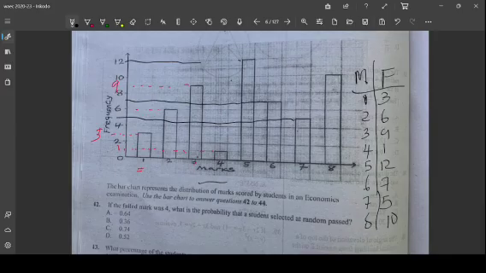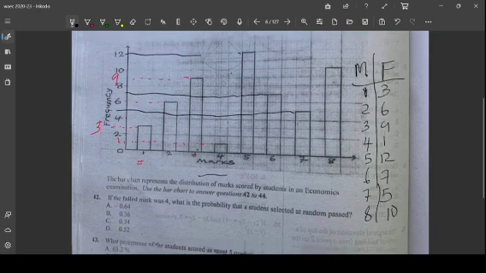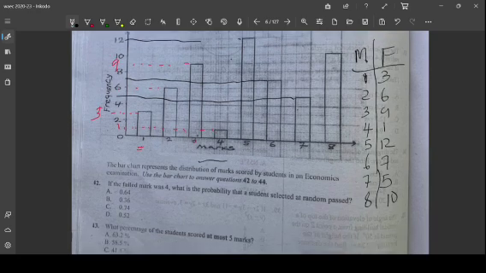Now let's look at the question. The question, number 42, says if the fail mark was 4, what's the probability that a student selected at random passed? That means anybody that scored 4 and below failed. So what's the probability that a student passed? For you to pass, it means you scored 5 and above, because the failure mark is 4 and below. So how many students scored 5 and above? That's what we need to know.